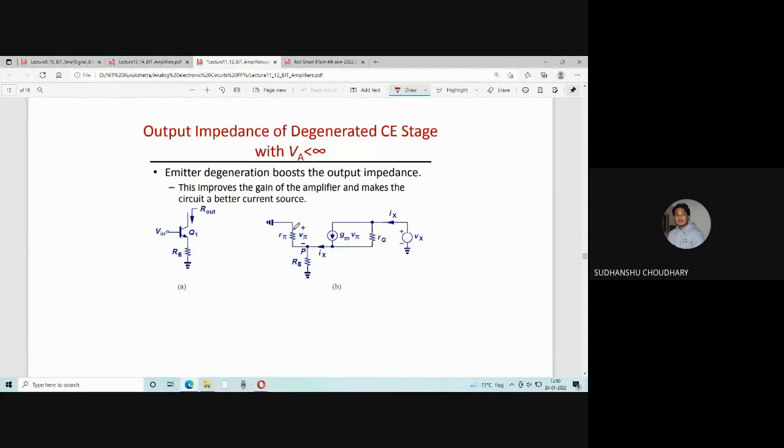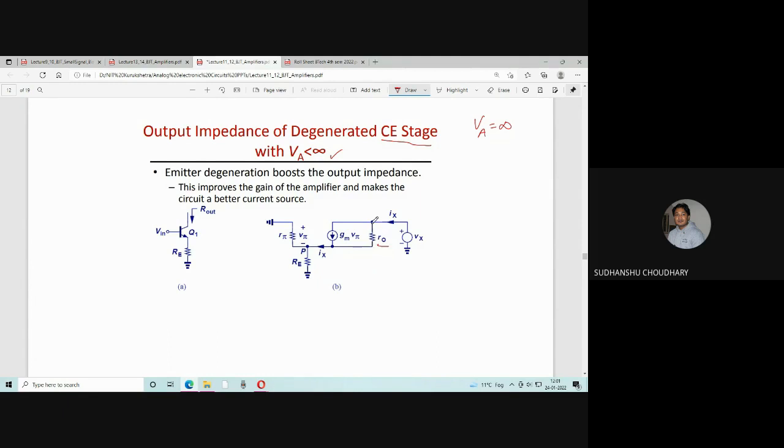All right. So far we had considered the common emitter stage with negligible early effect, that is VA being infinity. Now let us bring early effect into the picture. That is, let us say that VA is less than infinity, so we have significant early effect present. That is represented by this R naught in the small signal model.